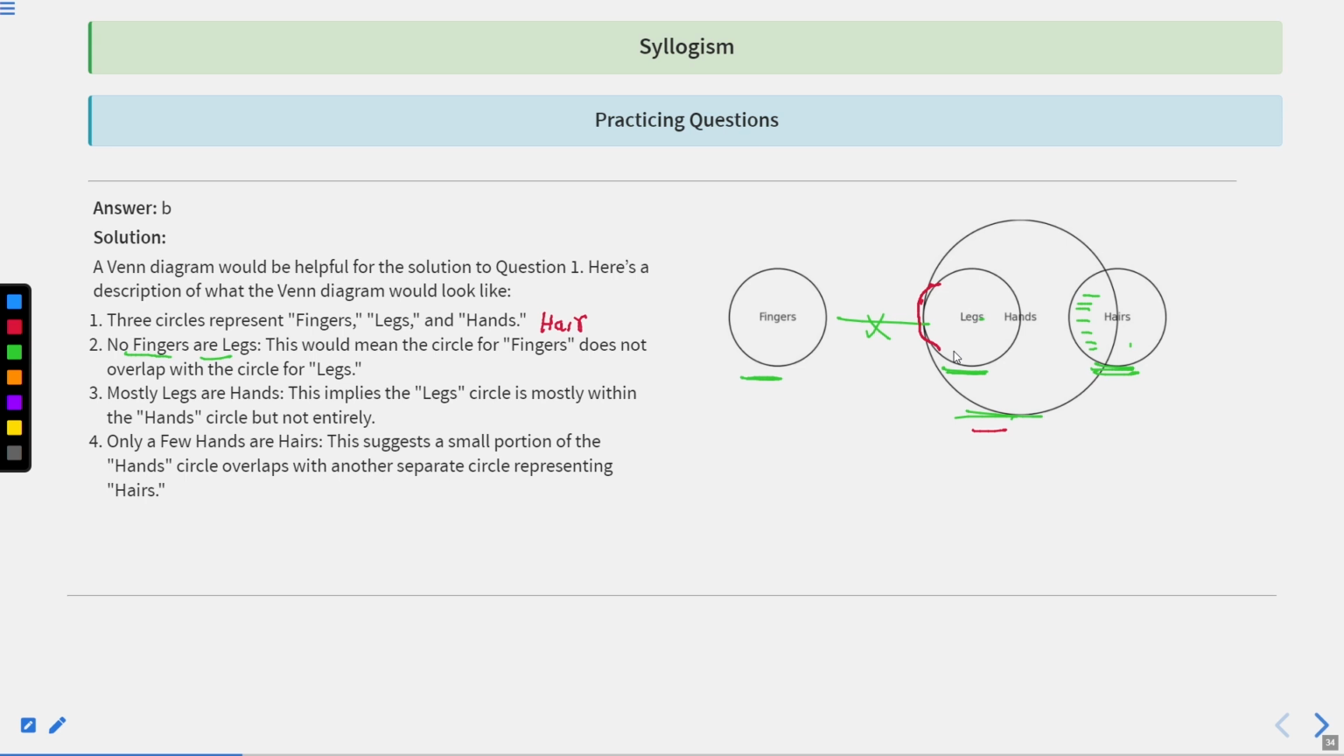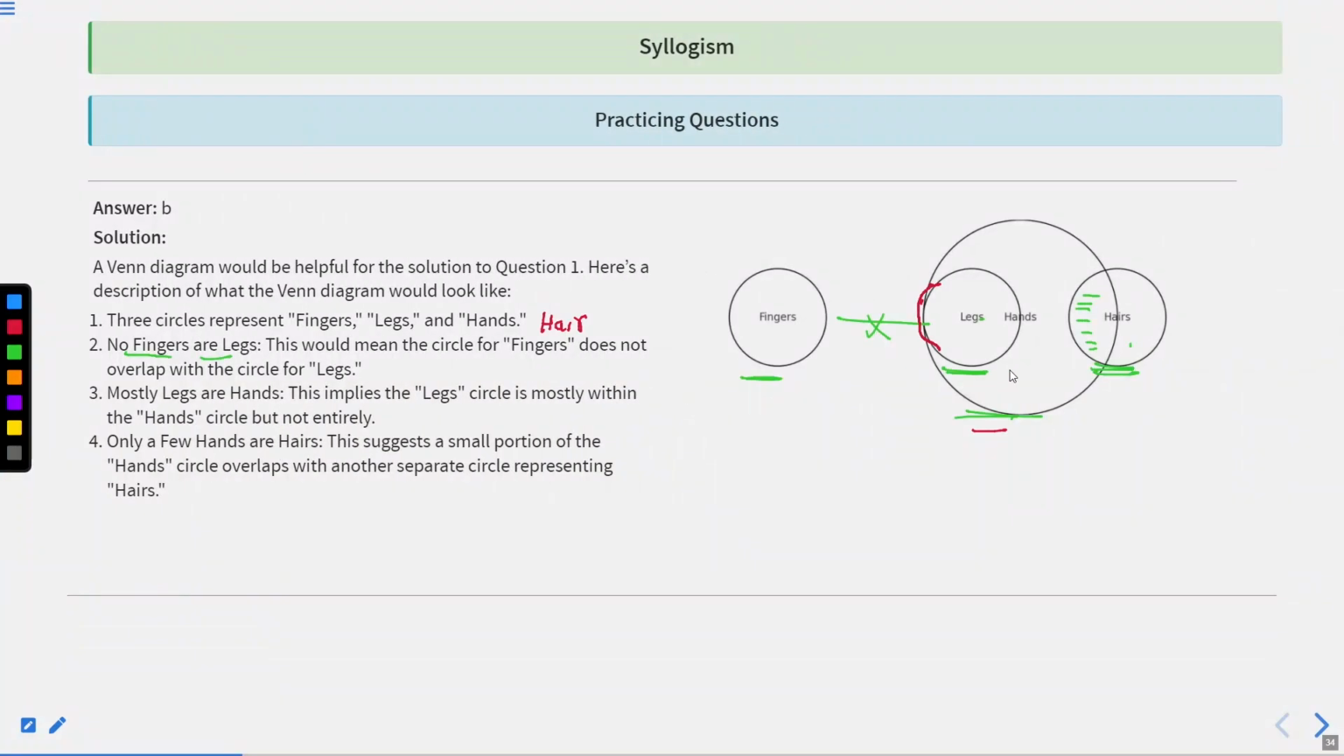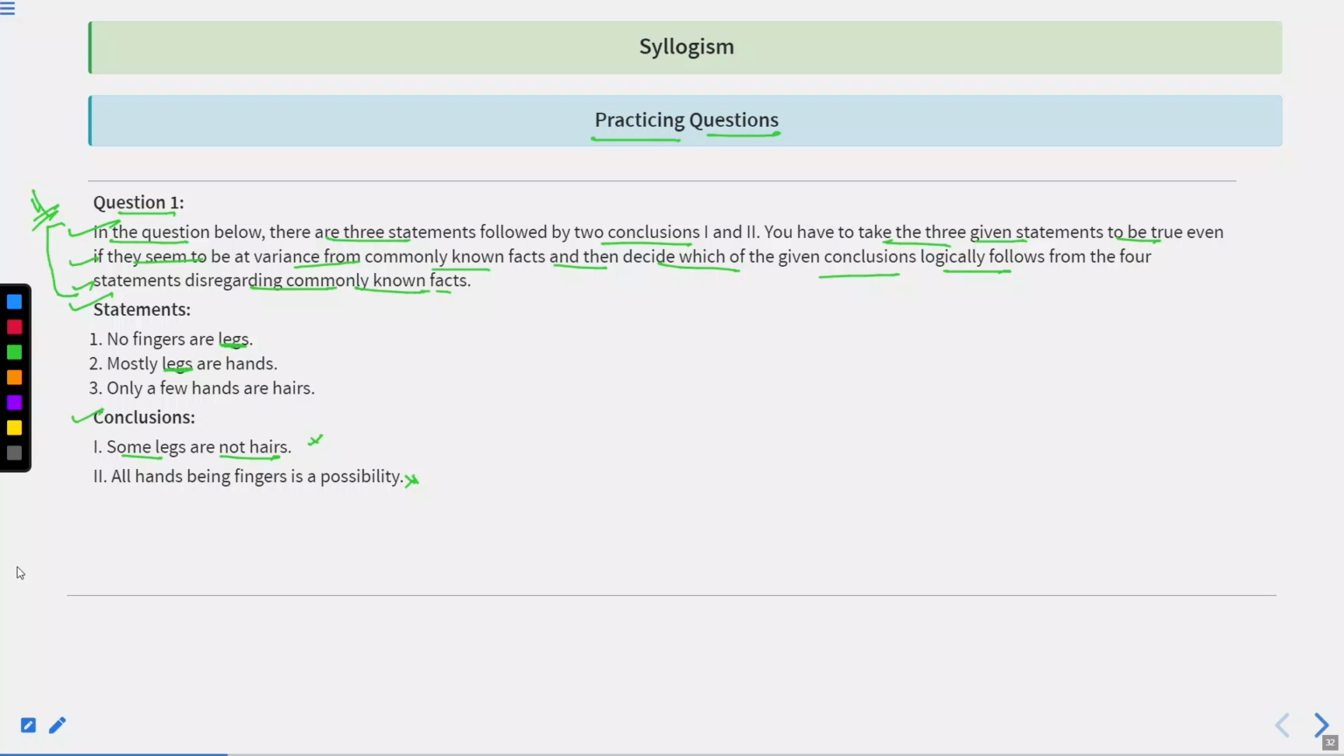Assumptions, I am again repeating, don't assume beyond what has been mentioned. So we have drawn the Venn diagram according to the information mentioned. Some students might think, sir, it is saying that some legs are not hairs. Whether this statement is true or not, this cannot be said to be true because we cannot find any linkage between the hairs and the legs. Since we are not able to find any sort of overlapping figures, we cannot derive any conclusion in regard to hairs and legs. That is a very important portion that needs to be understood. The second point is, all hands being fingers is a possibility.